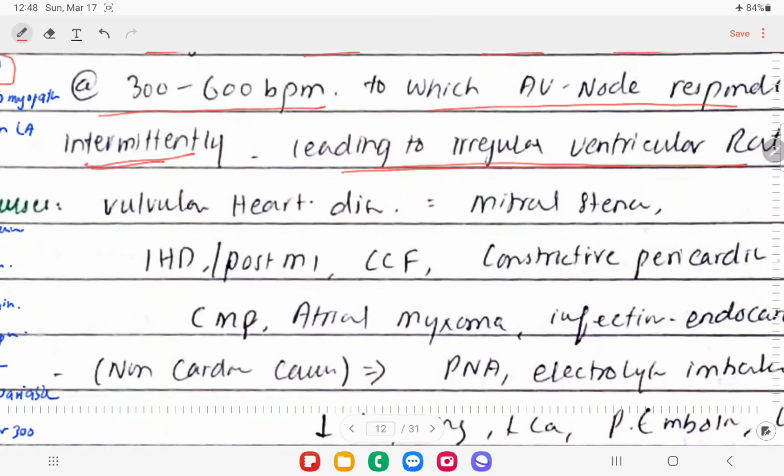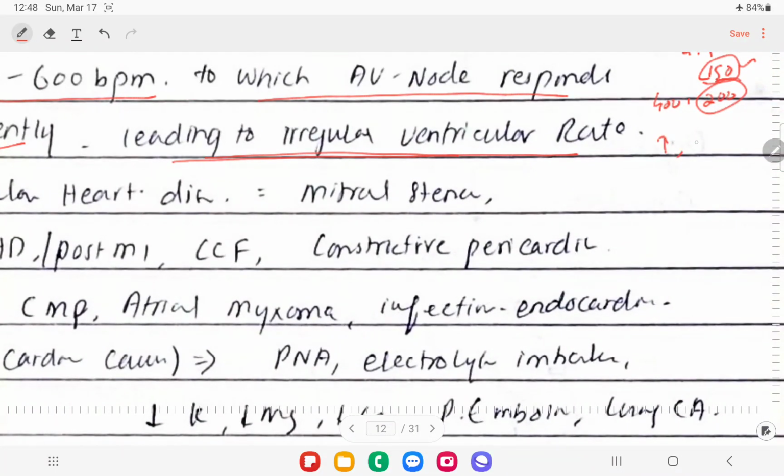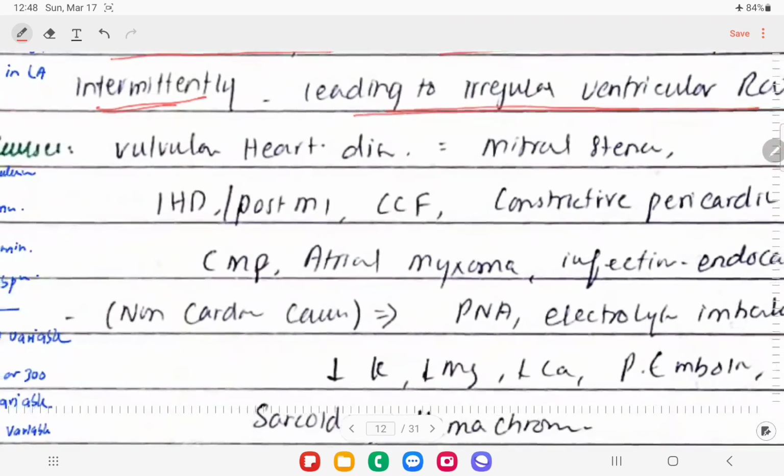If we auscultate these patients, their heart rate will be more, but their pulse rate will be less. That's why we call that pulsus deficit. That is what we're going to find in these patients.